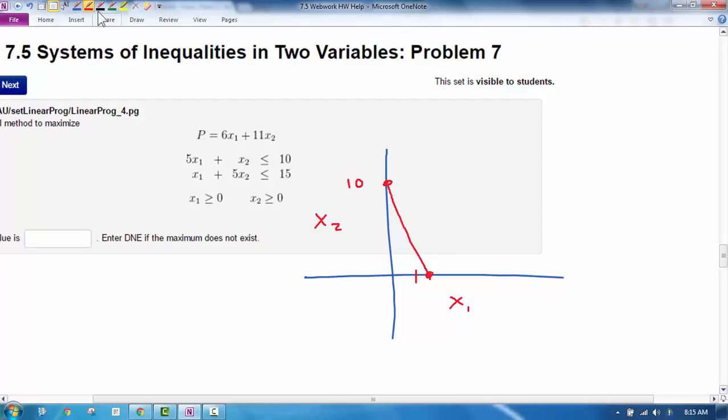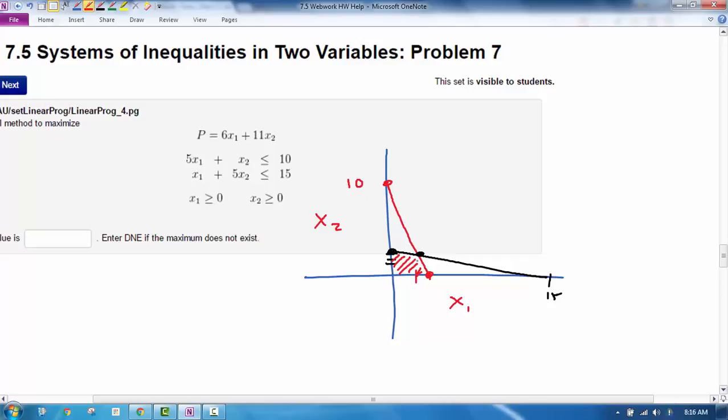Next equation is similar, where if you plug in 0 for x1, you get 3. So let's say that's here. And then if you plug in 0 for x2, right here, you get 15. So that'd be out to here. So there's my constraint equations. x1 has to be bigger than 0, x2 has to be bigger than 0. Here's my region that I'm talking about. The region, if I were to shade it, would look like this.